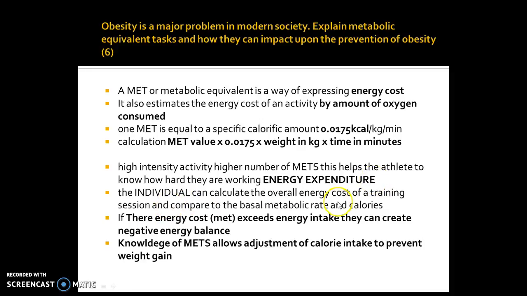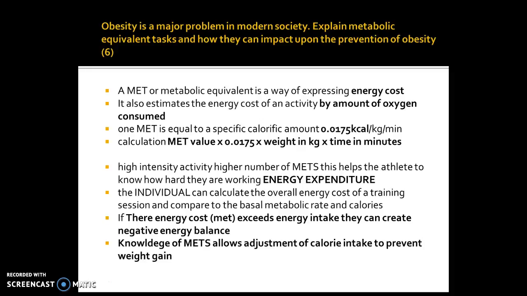As a result of that, they can calculate the overall energy cost of a training session and compare it to basal metabolic rate and energy intake or calorie intake. If your energy cost, the metabolic equivalent task value, exceeds the energy intake and the basal metabolic rate, they can create a negative energy balance. So basically, knowledge of METs allows adjustment of calorie intake to prevent weight gain, which can prevent all the problems that come with obesity. So the stuff we've looked at, the effects on performance, a reduction in speed, a reduction in flexibility, the increased chance of injury.